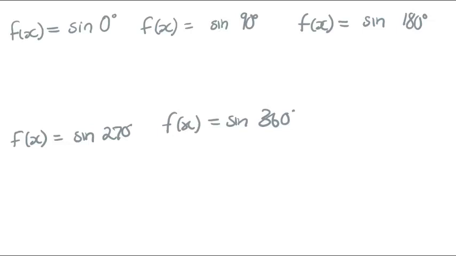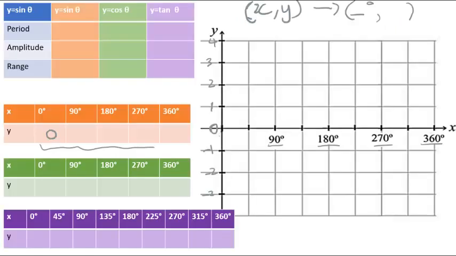When you input this into your calculator, you're going to say sine of 0 degrees, and you're going to get an answer, which is 0. Sine of 90 degrees is going to be +1. Sine of 180 is 0. Sine of 270 is -1. And sine of 360 degrees is 0. So if I take this information, I put it in the table. My y values are 0, 1, 0, -1, 0.